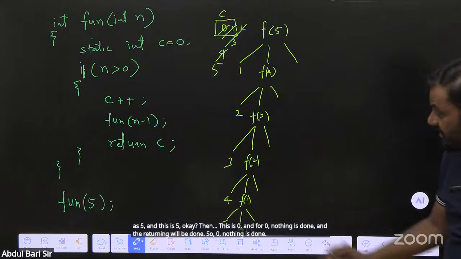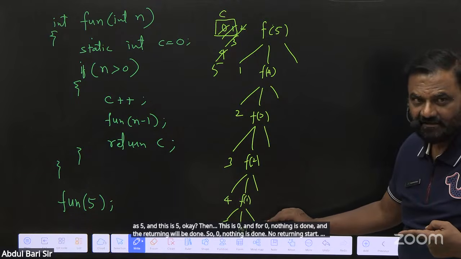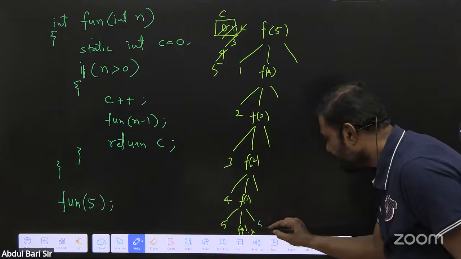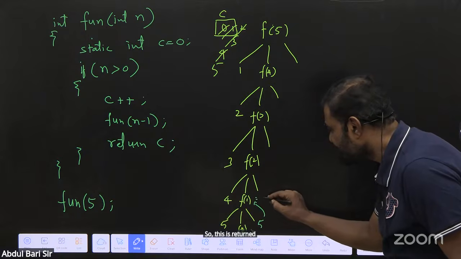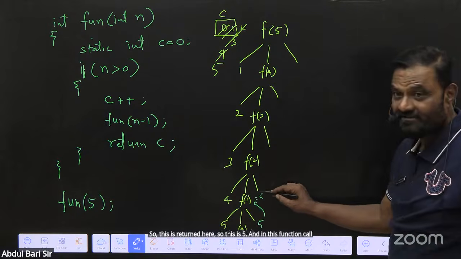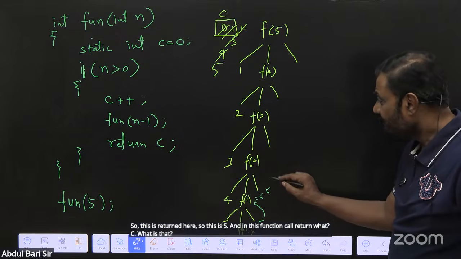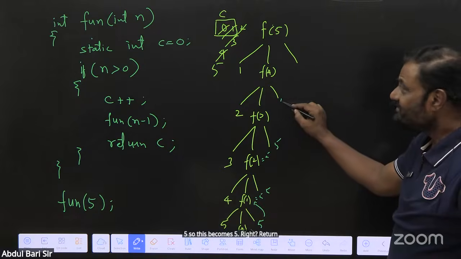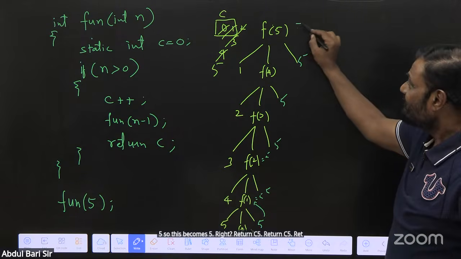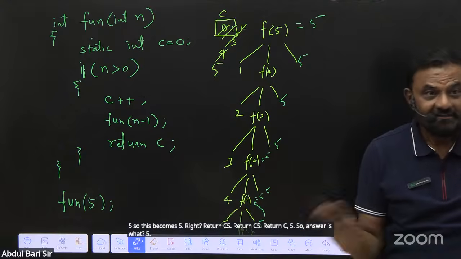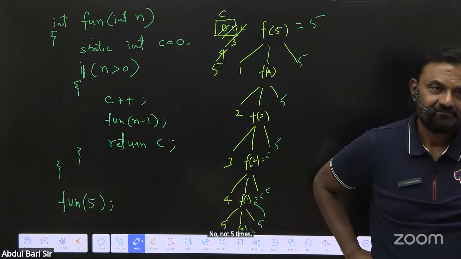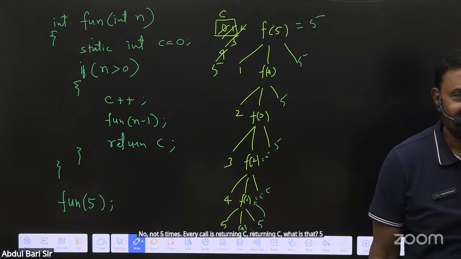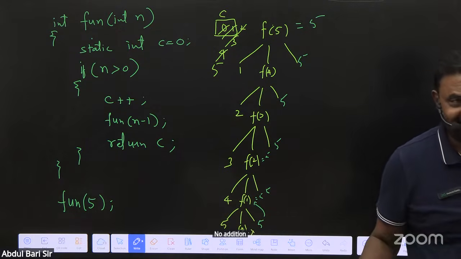Now returning starts. Return C. What is C? 5. So this returns 5. And in this function call, return what? C. What is that? 5. So this becomes 5. Return C, 5. Return C, 5. Return C, 5. So the answer is what? 5. No, not 5 times. Every call is returning C. Returning C, what is that? 5 only. No addition of C with anything.